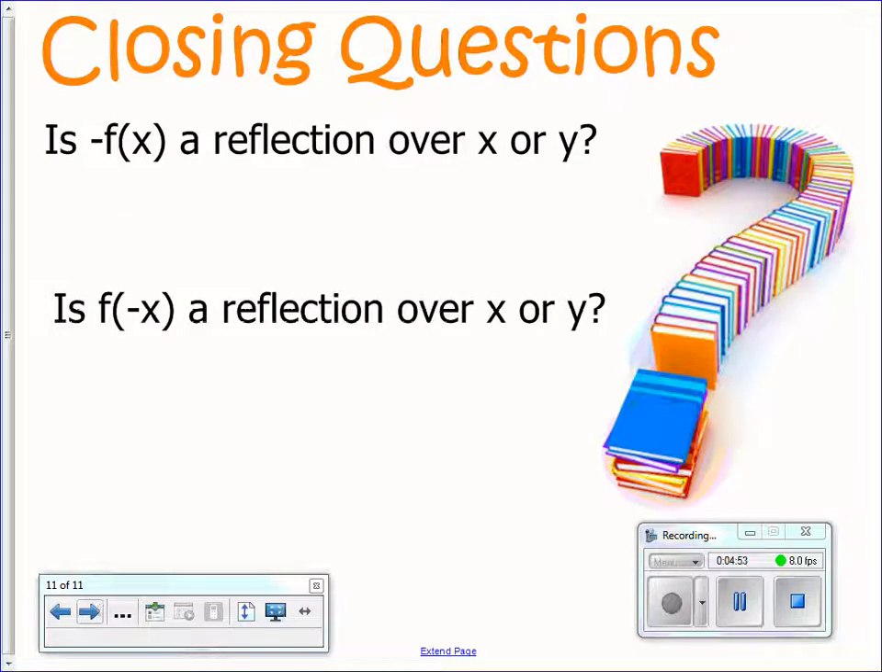Is negative f of x a reflection over the x or the y? It's on the outside, so it's going over x. Is f of negative x a reflection over the x or y? Since it's on the inside, it's going across the y.